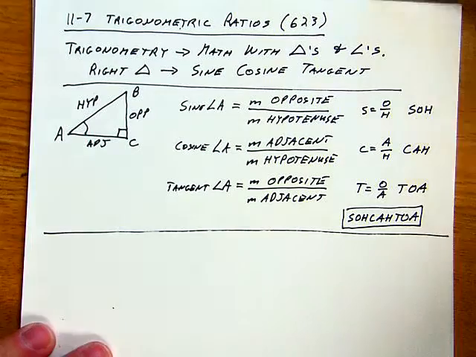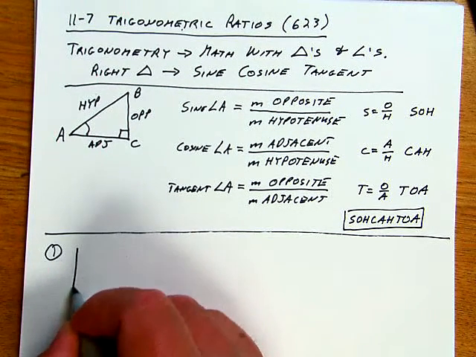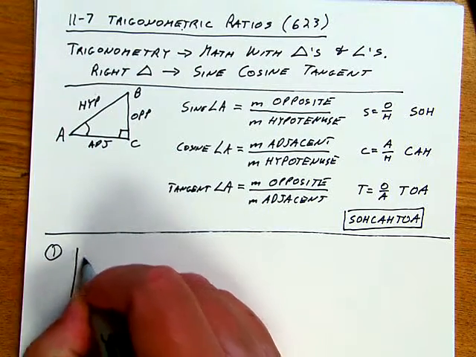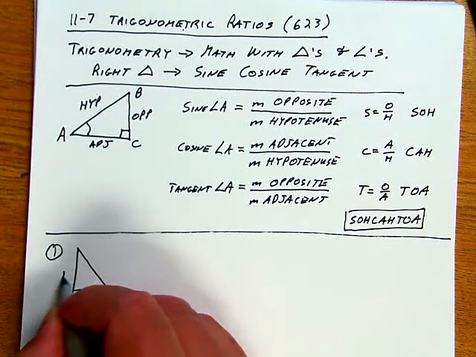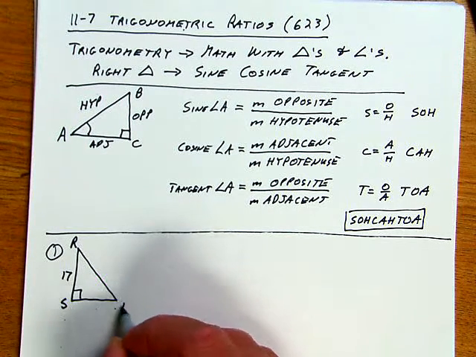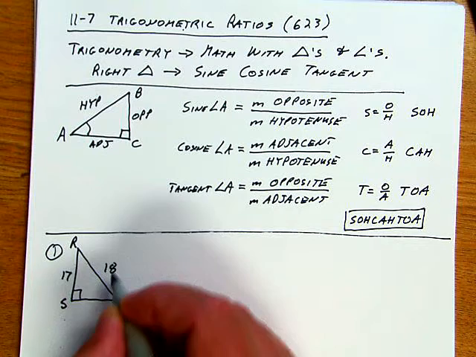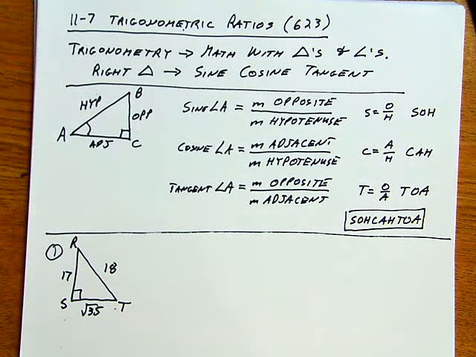Now, let's use this. Example 1, we're given a right triangle. It looks something like this. Right triangle, with vertices S, R, and T, and sides 17, 18, and the square root of 35. So they're giving us all the measurements of this triangle, and they want us to find the sine, cosine, and tangent of each of the angles. So let's take a look right away.